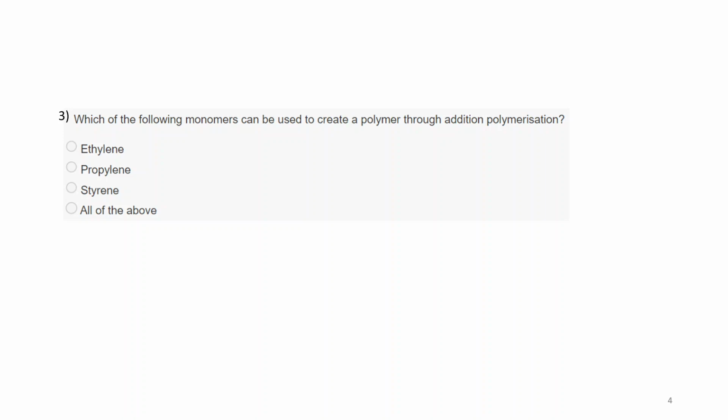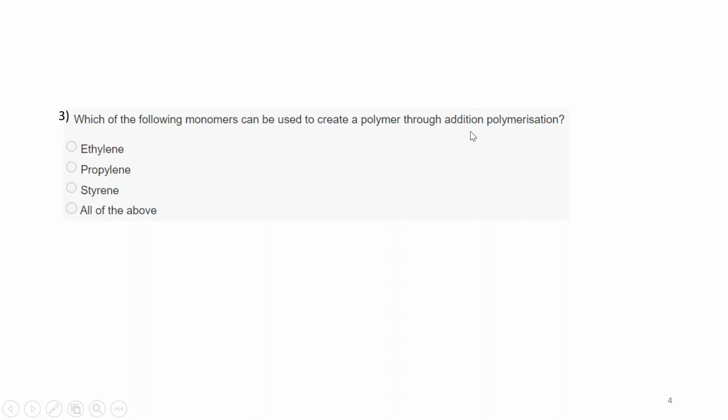The next question is, which of the following monomers can be used to create a polymer through addition polymerization? Your options are ethylene, propylene and styrene, or all of the above. So these are the monomers: ethylene, propylene, styrene. So using which monomer can you create a polymer through addition polymerization?